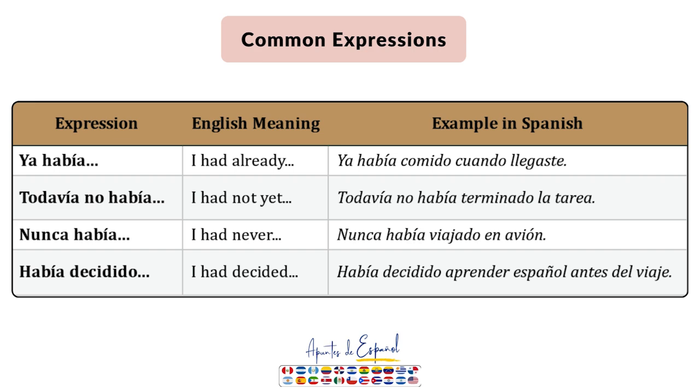Now let's explore some common expressions with the past perfect. There are certain words that can be used with the past perfect, as for example, the word ya, which means already. Ya había comido cuando llegaste. O todavía, which is not yet. Or nunca, if you want to speak about the things that you have never done. Like for example, nunca había viajado en avión. I have never traveled in a plane.